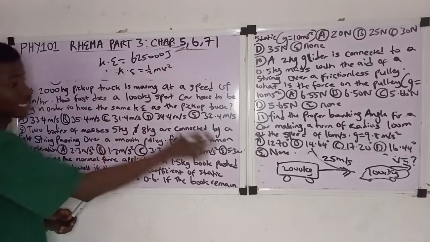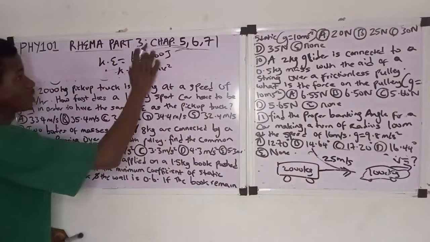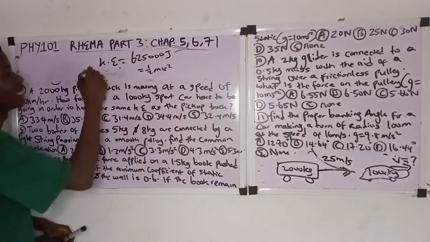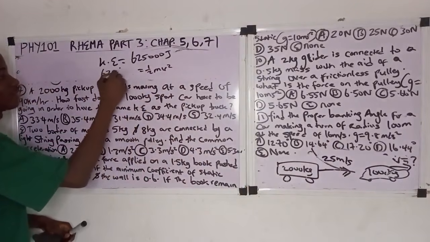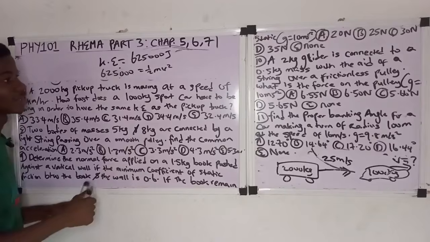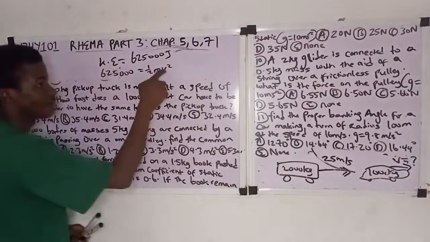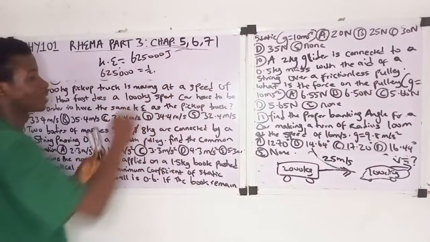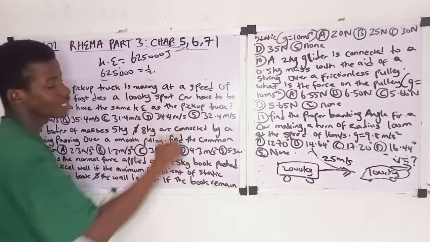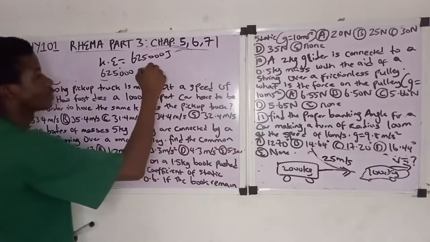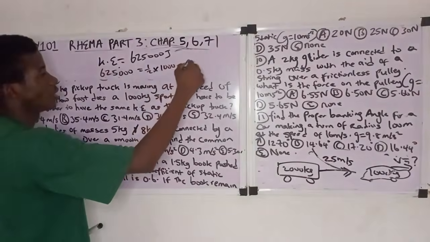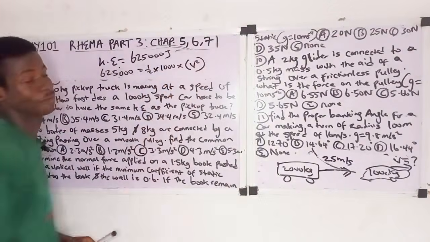So the car has the same kinetic energy as the truck, right? So the kinetic energy is 625,000, right? Yes. They say how fast, so we're looking for the velocity, right? Yes. The mass of the car is 1,000, right? Yes. And we don't know the velocity, so that's what we're looking for.